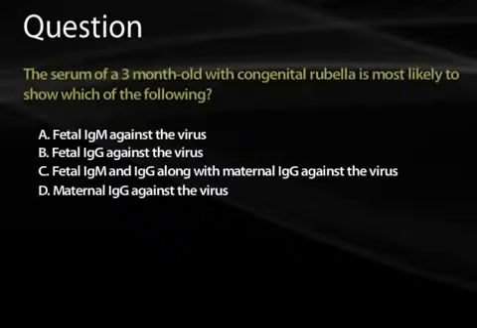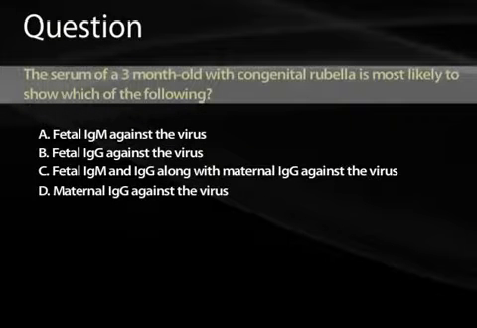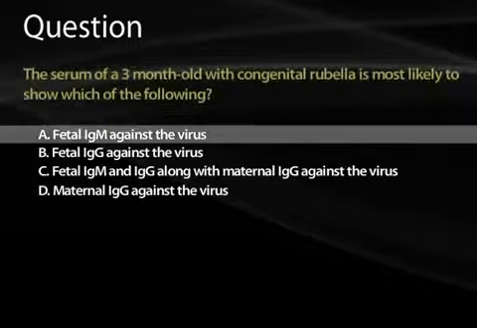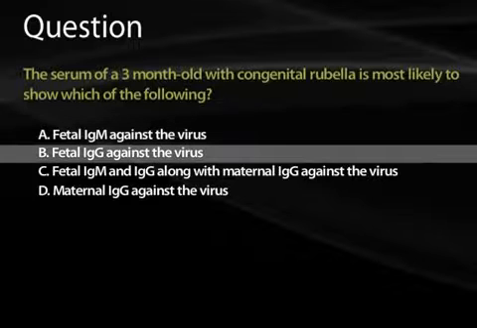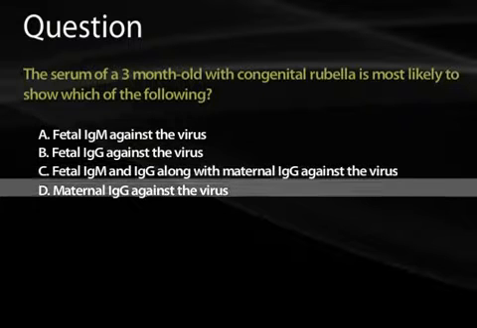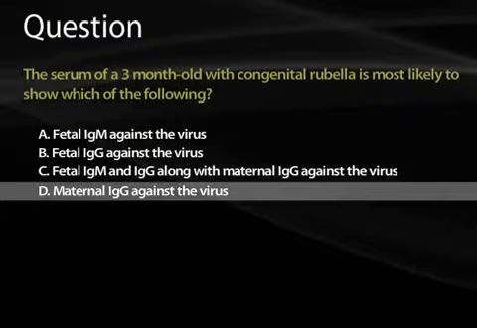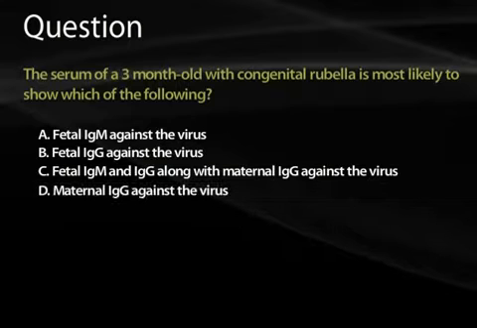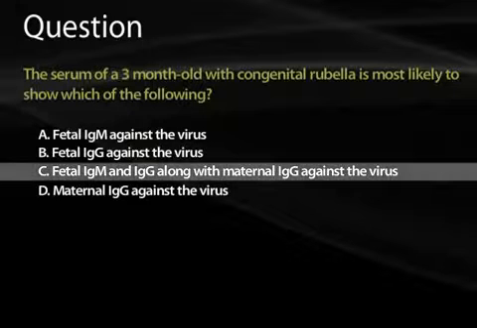Next question. The serum of a 3-month-old with congenital rubella is most likely to show which of the following? So we have a 3-month-old child who got rubella congenitally. A, fetal IgM against the virus. B, fetal IgG against the virus. C, fetal IgM and IgG along with maternal IgG against the virus. Or D, maternal IgG against the virus. So if the baby gets it congenitally, it means the mom had a new infection. So mom has IgG, which she passes to the baby. The baby is exposed and also makes IgM and IgG. So the answer is C.